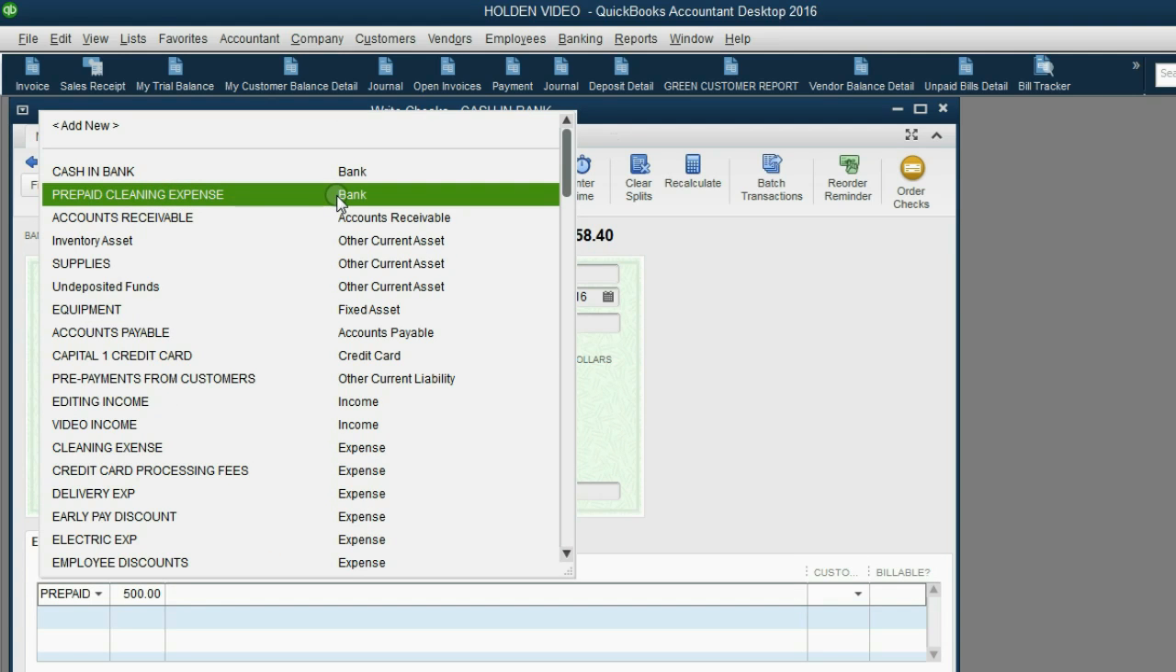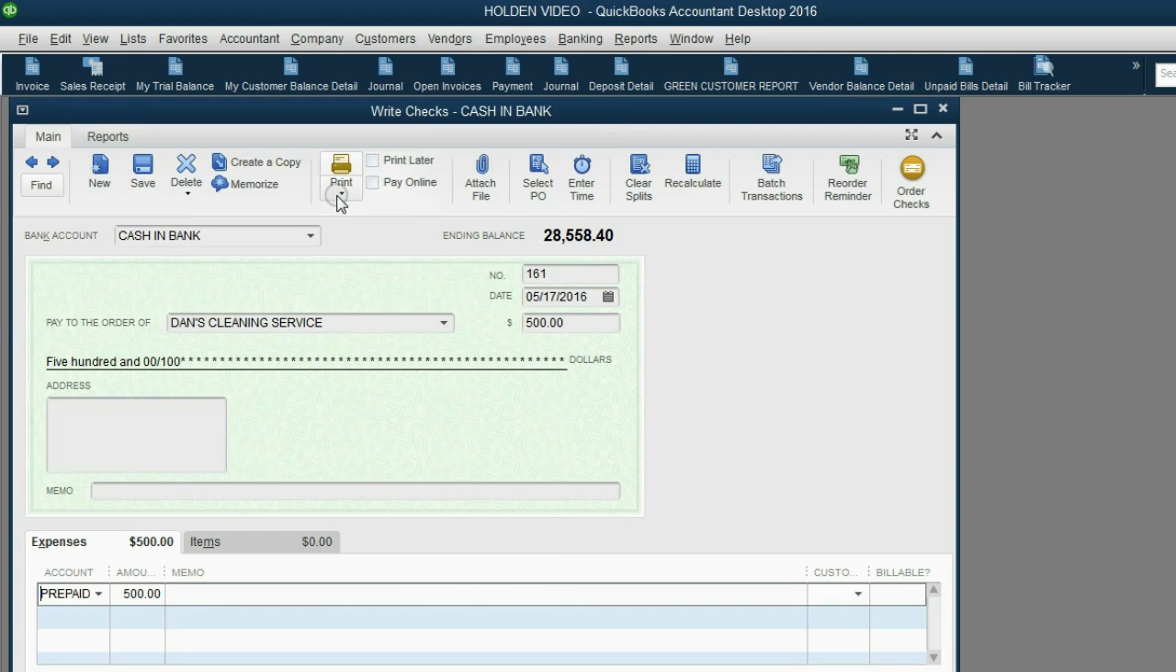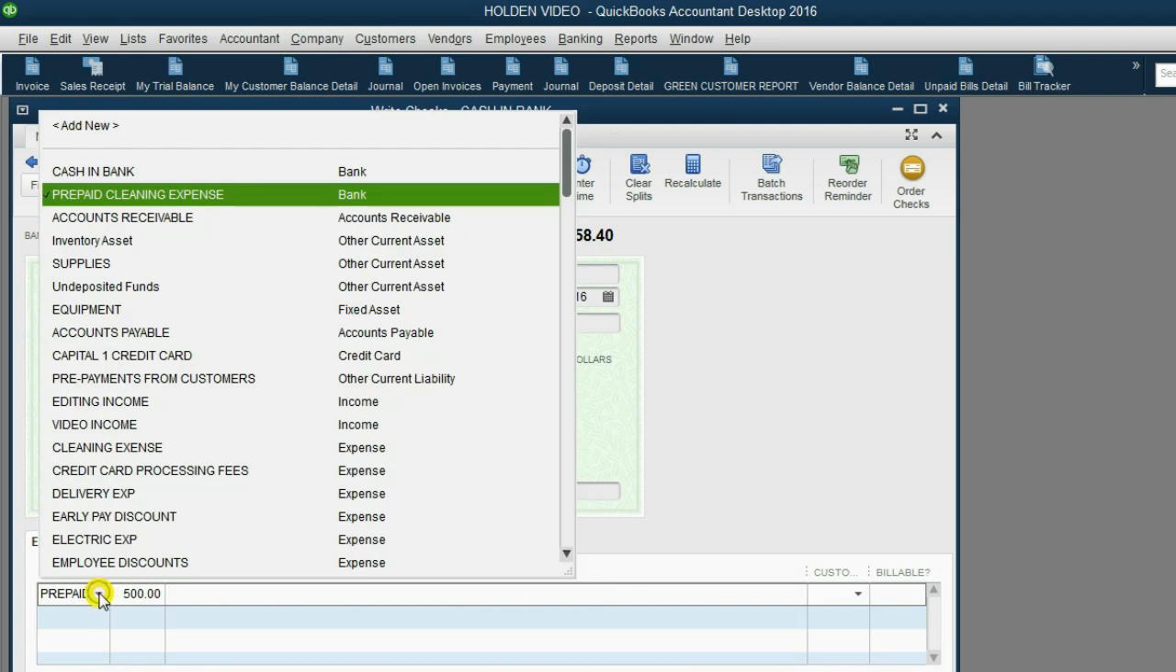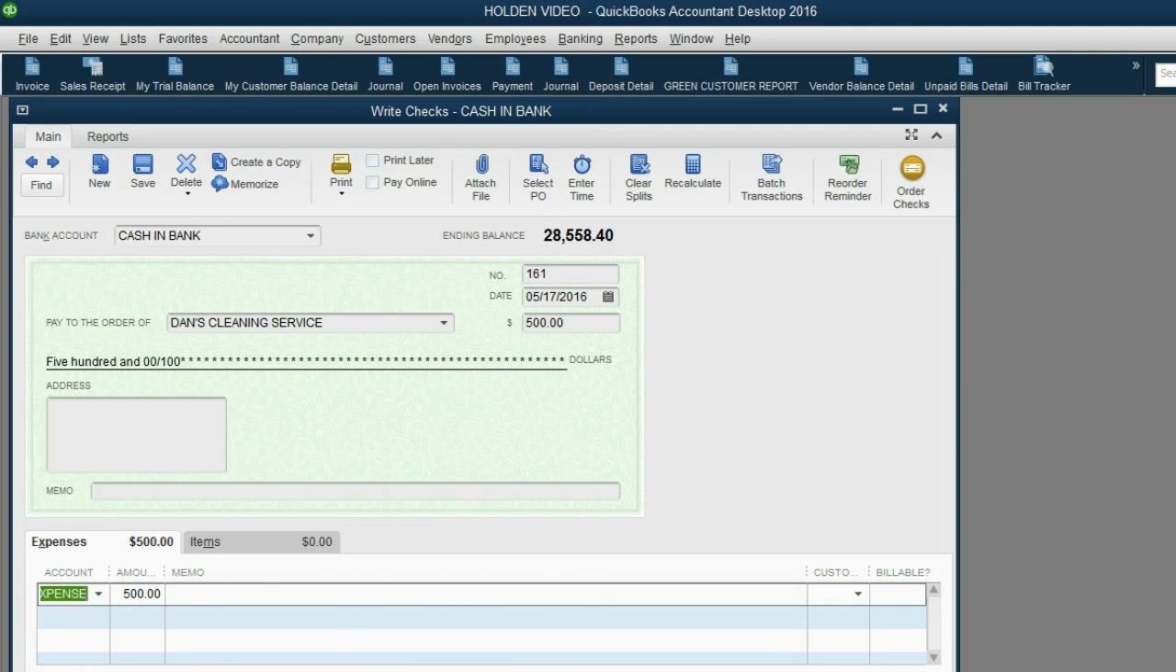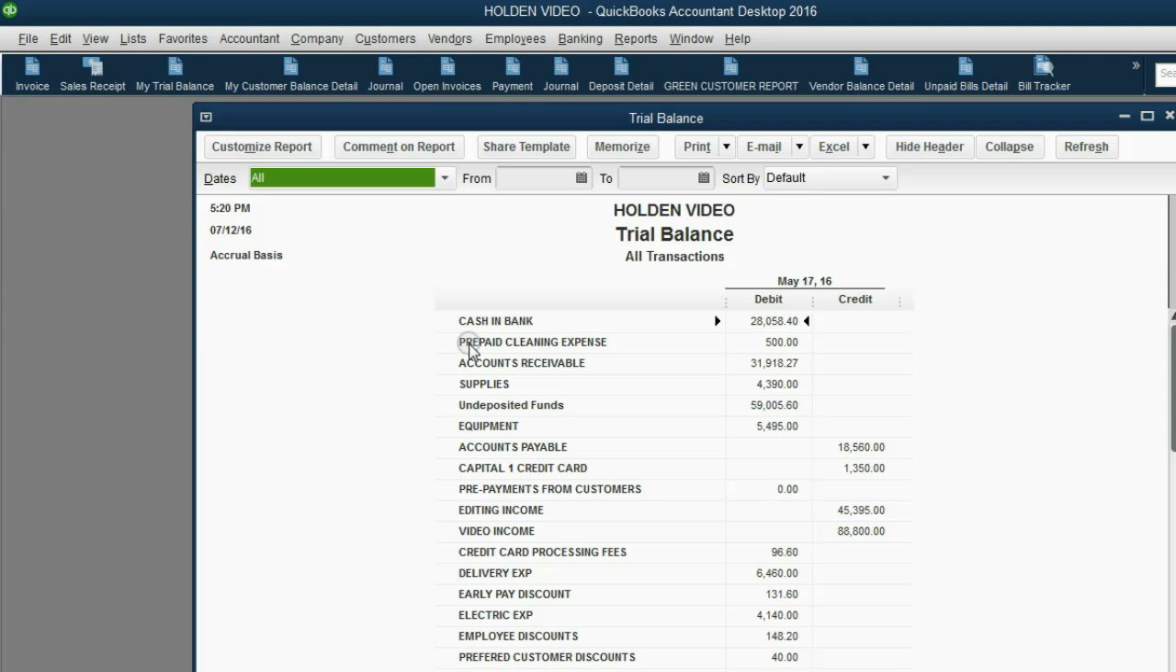This is a bank type of account that I put in the chart of accounts before I made the video. Right now, prepaid cleaning expense is 0, but after we click Save and Close, you can look at the trial balance and see that prepaid cleaning expense shows up for the first time as $500.